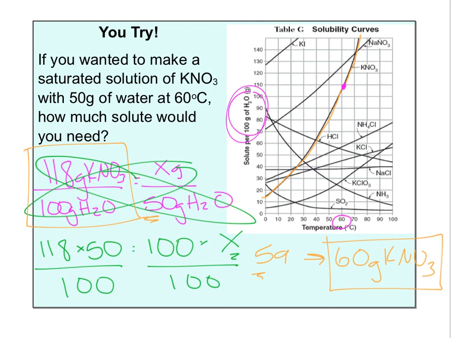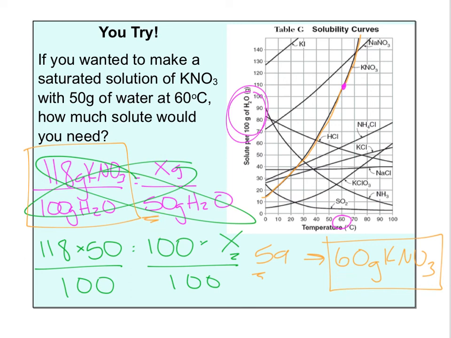Now over here is the given scenario I want. I want 50 grams of water. How many grams of solute would I need? So I did the crisscross method. After you calculate your x, how many grams you need, you get 59. We need 1 sig fig. Remember, we're not going to look at our graph values for sig figs. We're just going to look at our given, which would be 50, 1 sig fig, so you need 1 sig fig here.